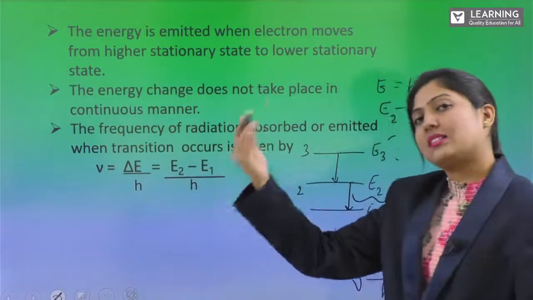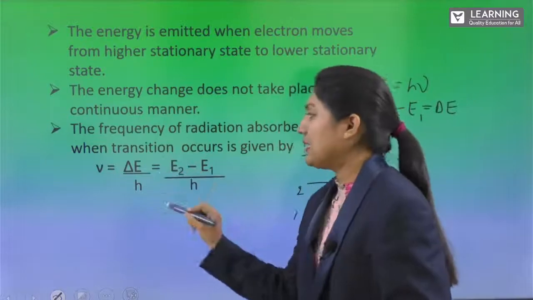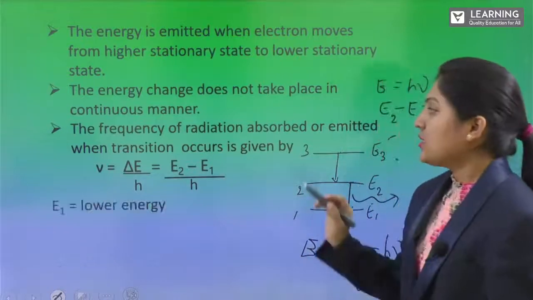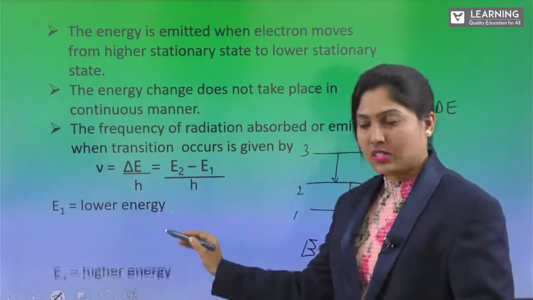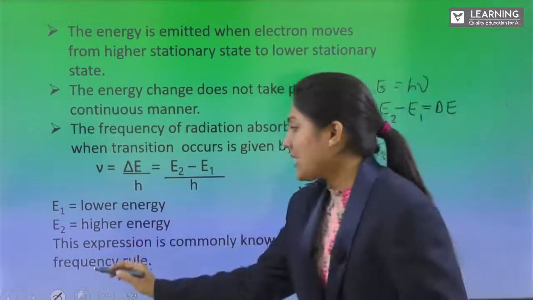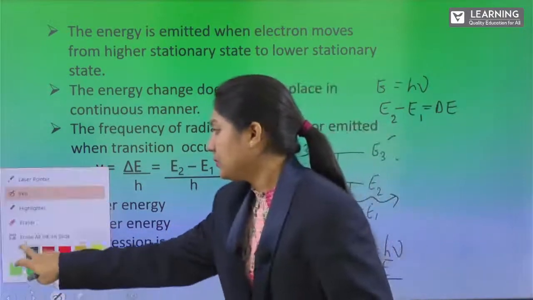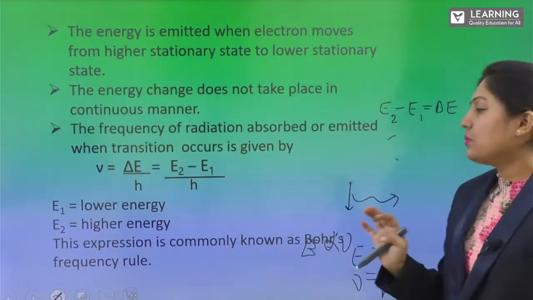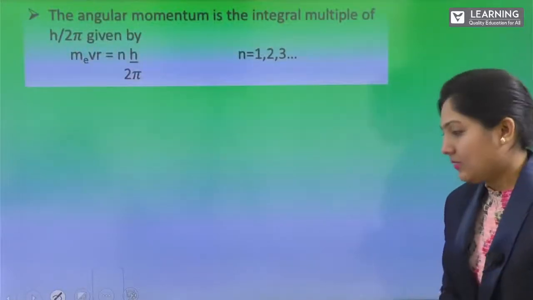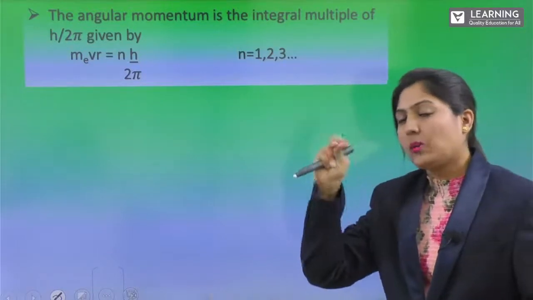But as we know, it is the difference between the higher energy level and the lower energy level, so we have delta E by h. Hence we get E2 minus E1 by h. Here E1 is the lower energy level and E2 is the higher energy level. This expression is commonly called Bohr's frequency rule. What do we call it? We call it Bohr's frequency rule. Is it fine? Yes.